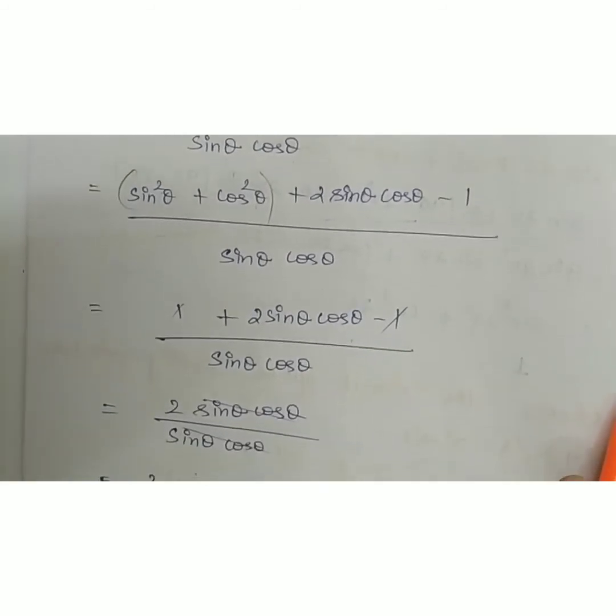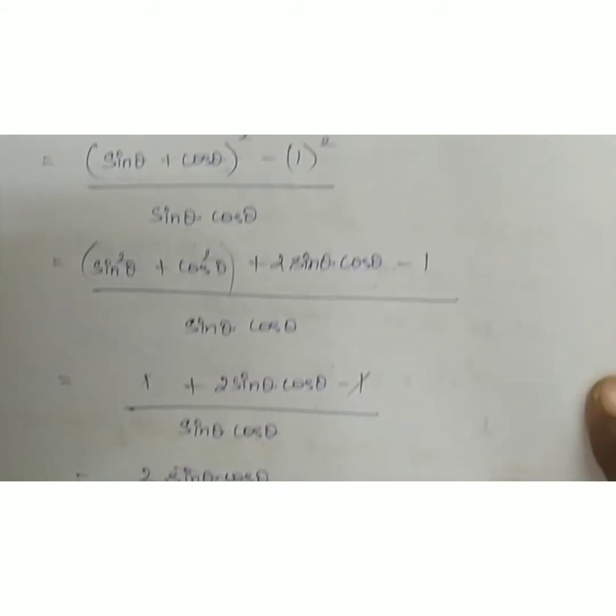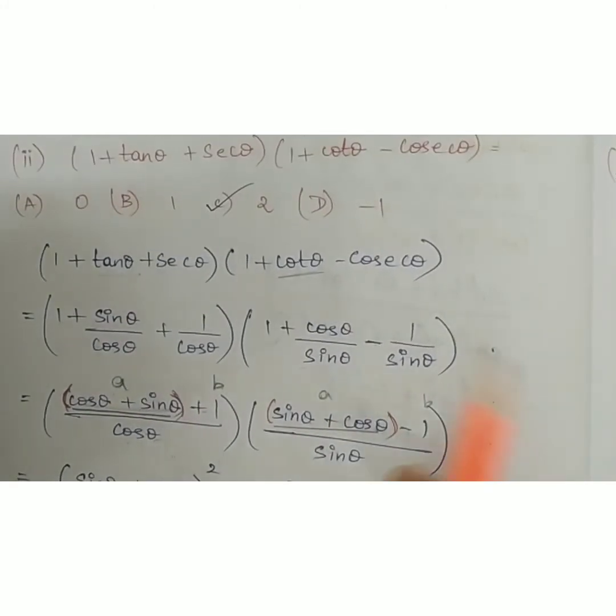So 1 will get cancelled. So here 2 sin theta cos theta by sin theta cos theta. So this term and this term will get cancelled. So your answer is 2. So your option C is correct.